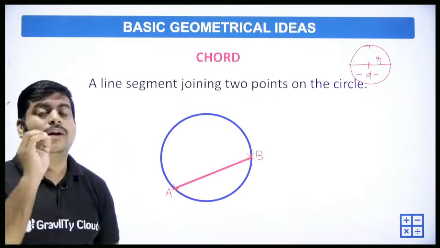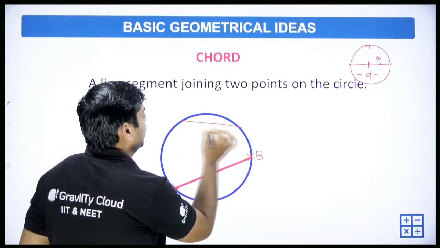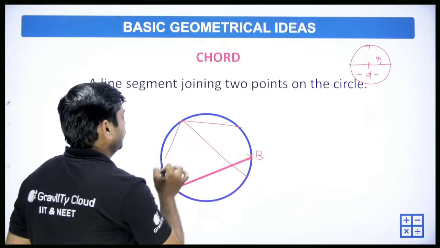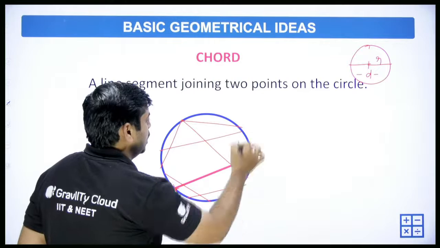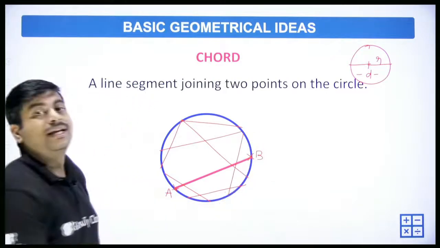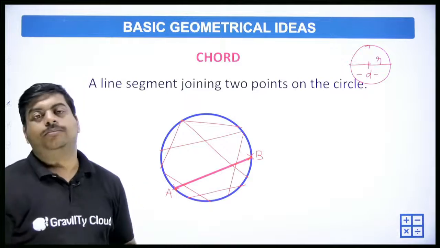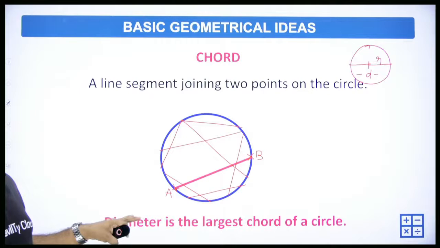We have infinite chords. You take any one point and join another point. Right? So all these are chords. So how many chords are possible? Infinite. Infinite chords are possible for a circle. Right? Diameter is the largest chord of a circle.